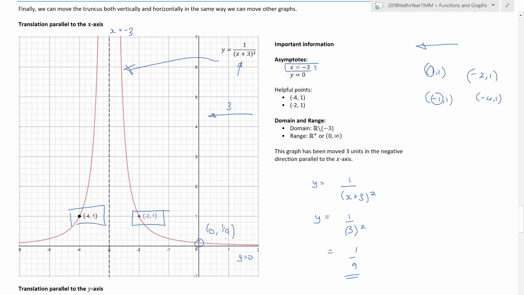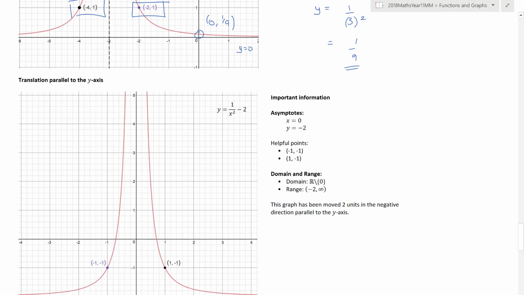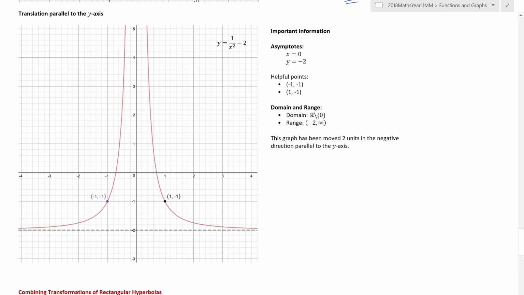You must label those points. Right? My advice is always to write the coordinate beside them. I wouldn't necessarily just put 1/9 on the x-axis and hope the examiner can do it. So that was translation parallel to the x-axis. And again, no difference to translation parallel to the y-axis.